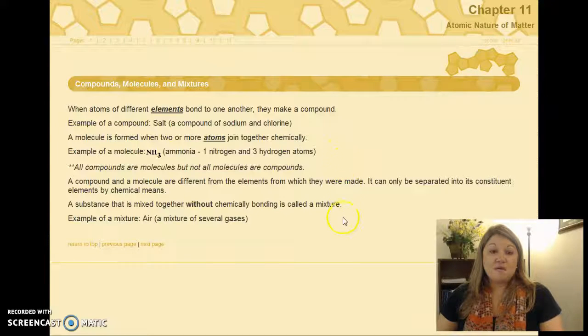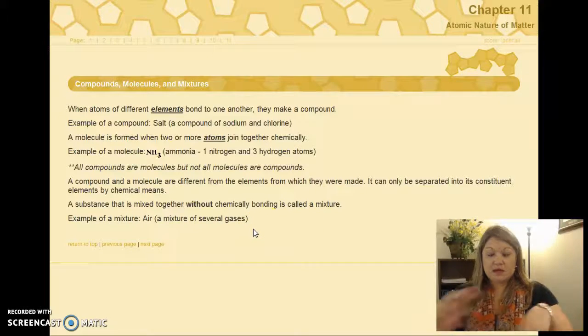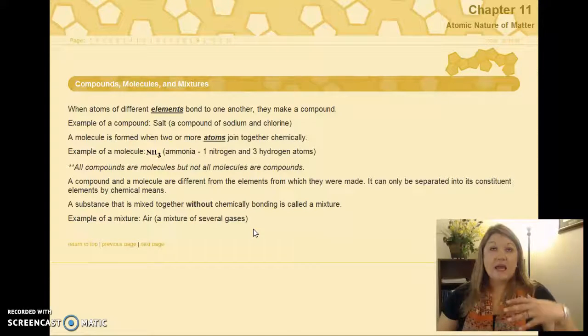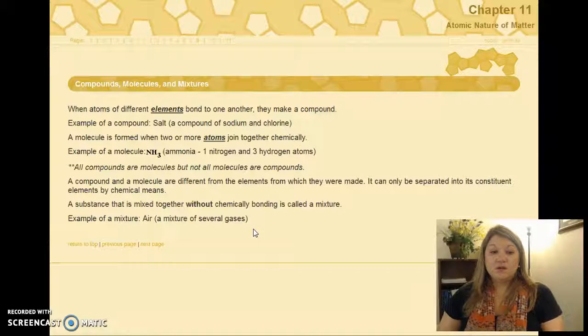Now, a mixture is different. A mixture means no chemical bonding. You just put them in the pot and you stir them up. The air we breathe is a perfect example. There are about 9 different gases that make up the air. They're not chemically bound. We could separate them out if we had the means. They're just mixed in there.